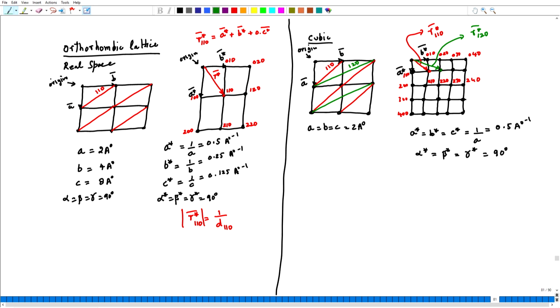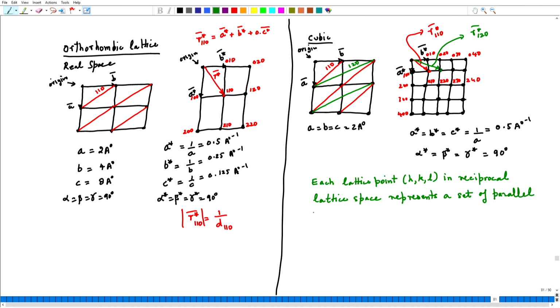So, what I can write then, that each lattice point h comma k comma l, these coordinates, in reciprocal lattice space represents a set of parallel planes HKL in real lattice space.